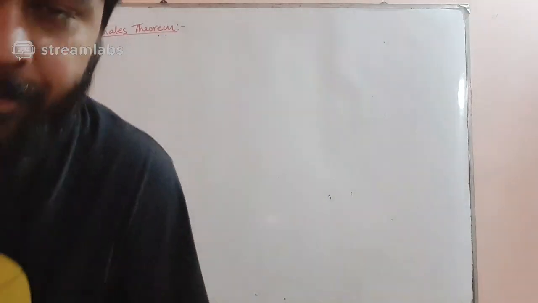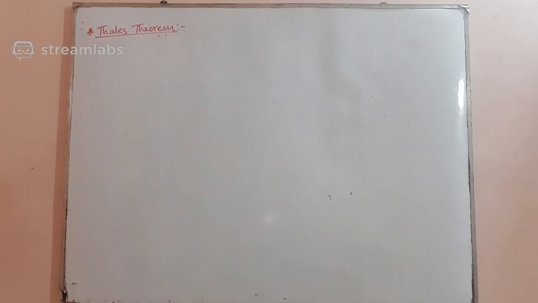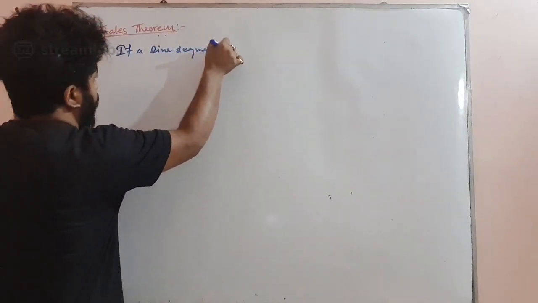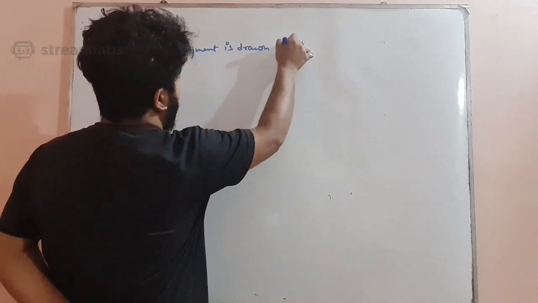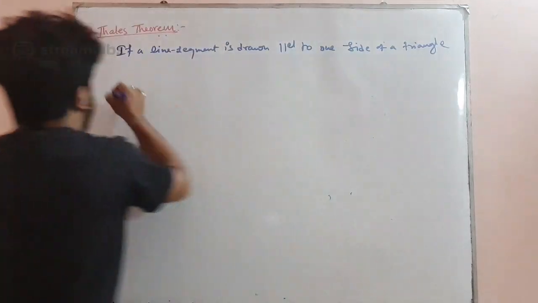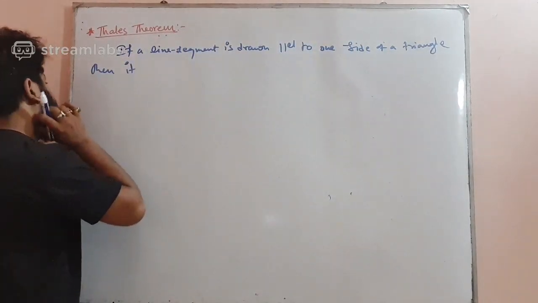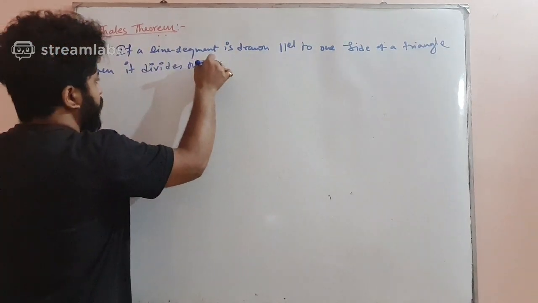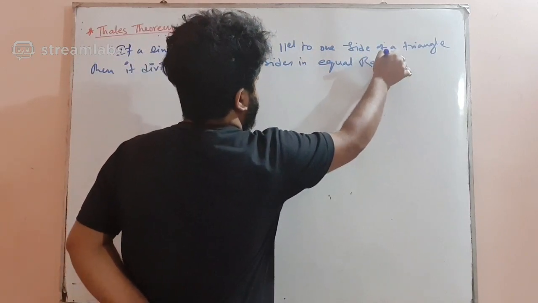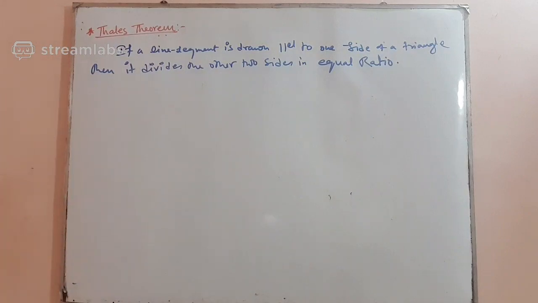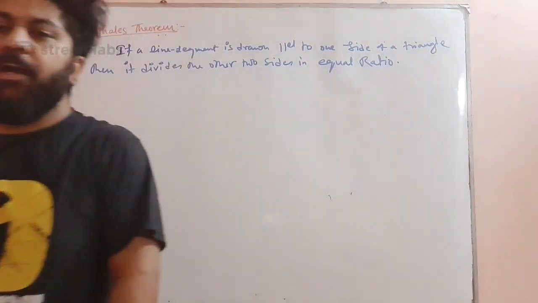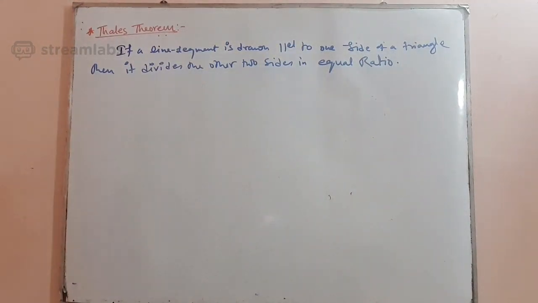The Thales theorem. What is the statement of the Thales theorem? The statement states that if a line segment is drawn parallel to one side of a triangle, then it divides the other two sides in equal ratio. If a line segment is drawn parallel to one side of a triangle, then it divides the other two sides in equal ratio.